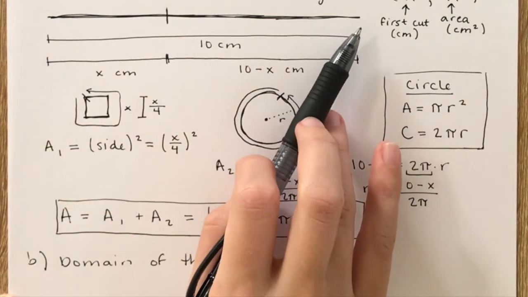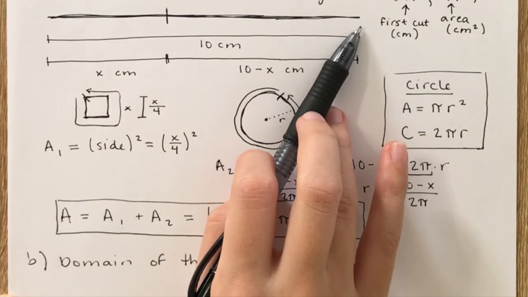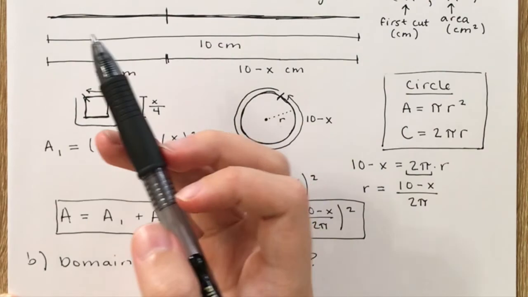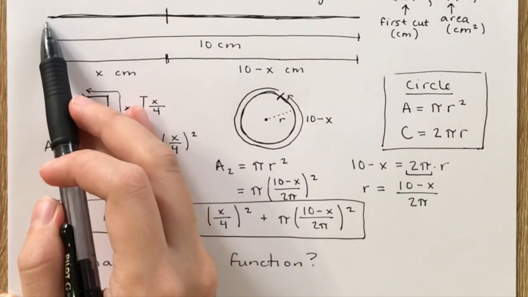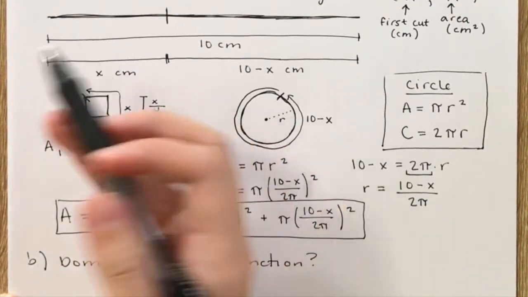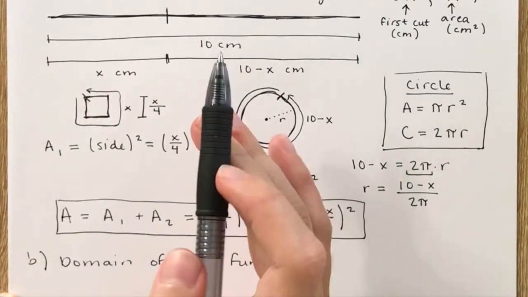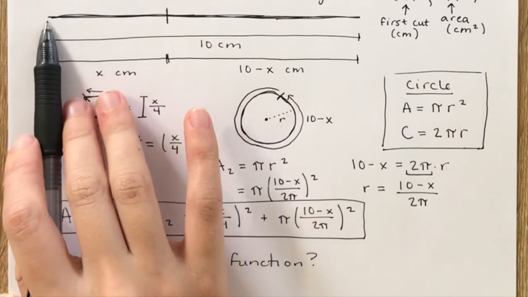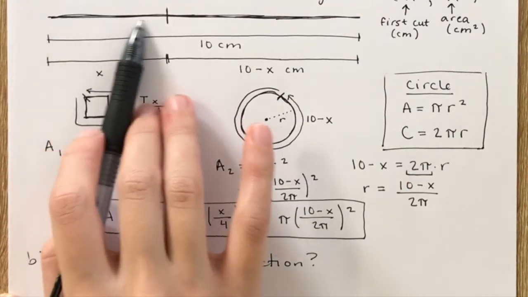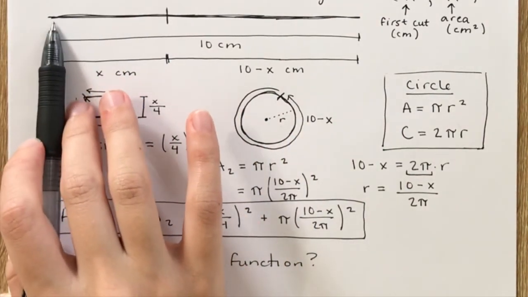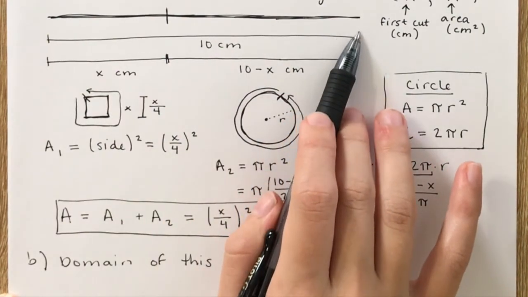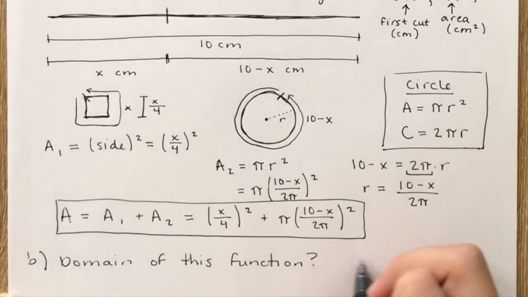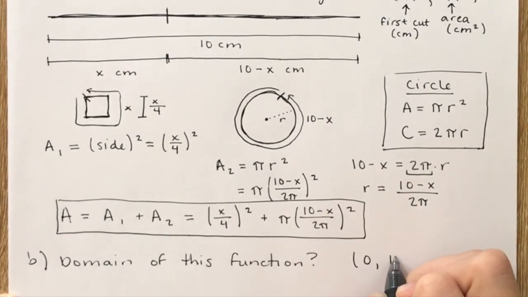However, we know that we cut it into 2 pieces, right? So if we cut at 0, that doesn't do anything. If we cut exactly at 0, we've basically just put the scissors or wire cutters, whatever you're using, at the end of the wire and not done anything. So in order to cut it into 2 pieces, it needs to be anything bigger than 0, and then similarly, anything smaller than 10. So the domain of this function is 0 to 10.